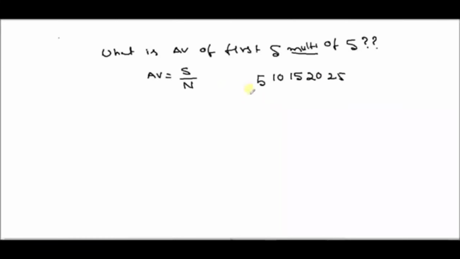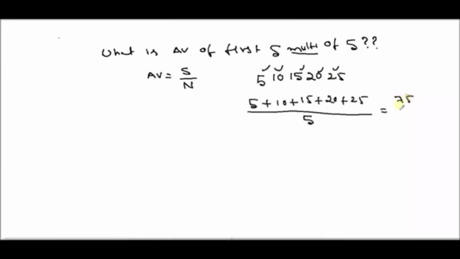Now my answer should be the average of these 5, meaning the sum of the items 5 plus 10 plus 15 plus 20 plus 25 divided by the number of items, which is 5: 1, 2, 3, 4, 5. I can get this as 45, then 50, 75. 75 divided by 5, I can get it as 15. But mathematically, you need not do it this way. Of course, up to this extent it is okay. Average is equal to the sum of the items divided by the number of items.